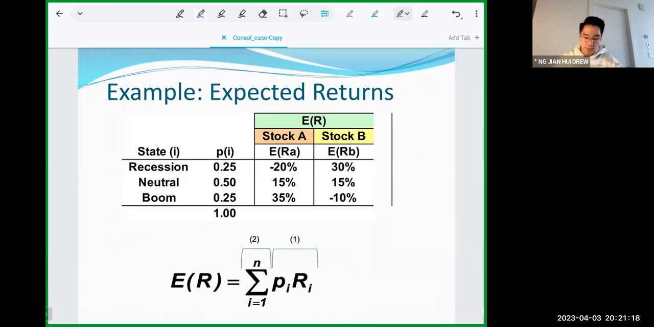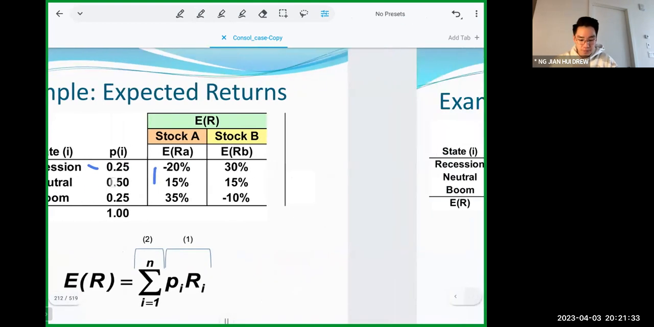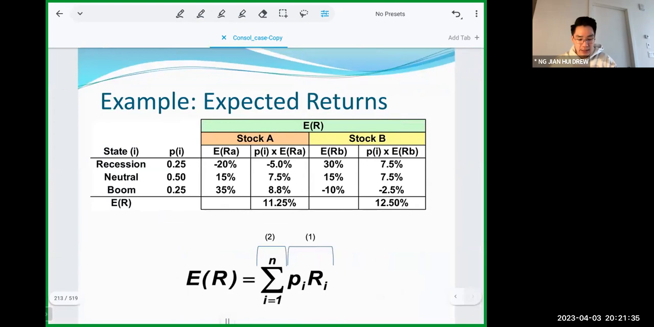Don't worry, there is an example here. We have stock A, B, we have the various returns, we multiply each by the probability, and then we take a summation of it. So this is the working. You take probability times return, this is step 1. And after that, we take the summation here, summation is step 2.